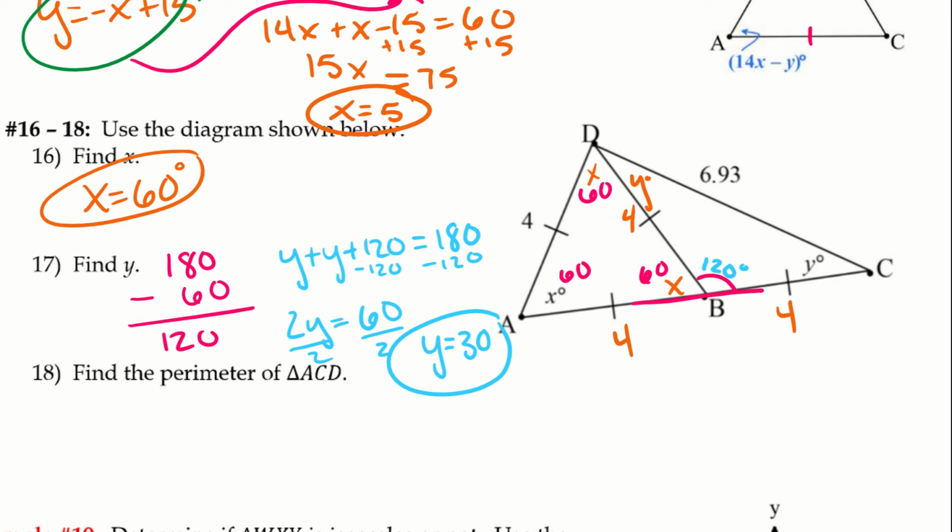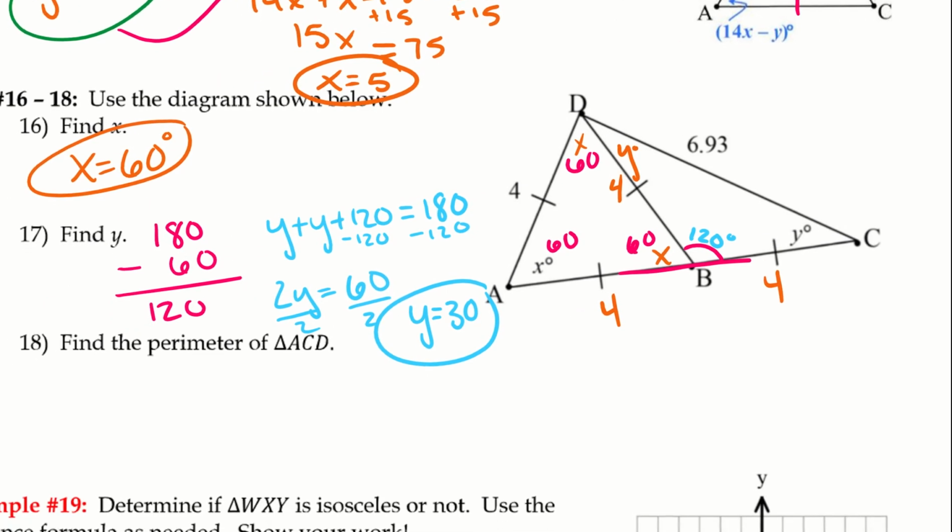And if you wanted to double check, you can always add them up. So for the larger triangle, we want to make sure that it equals 180, so the ADC triangle. Alright, I'm checking that out.